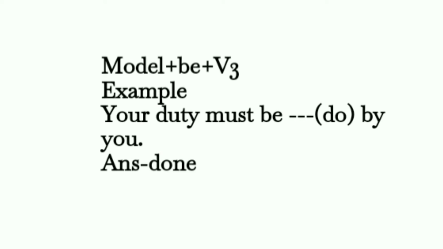Now, we can see that modal plus be plus V3. That means if you see can be, could be, would be, must be, etc. in a sentence, then you have to use the past participle form of the verb. For example, your duty must be do by you. Here, the answer will be done because we can see here the words must be.